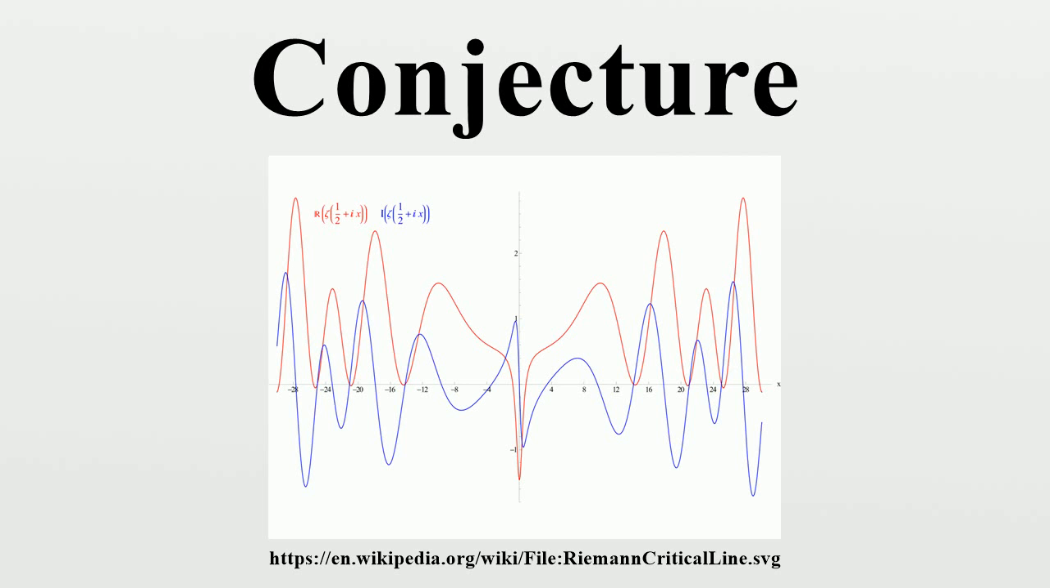Important examples: Fermat's last theorem in number theory. Fermat's last theorem states that no three positive integers a, b, and c can satisfy the equation a^n + b^n = c^n for any integer value of n greater than 2.